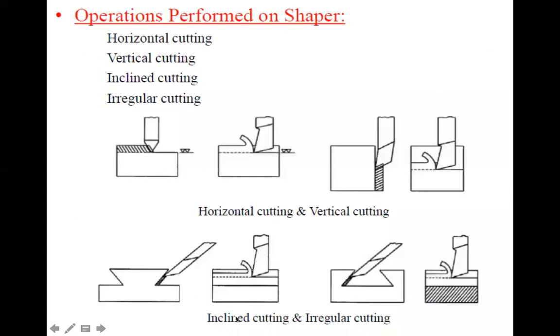If the movement of the ram is changed, then it can be called a vertical shaper machine. In a vertical shaper machine, the ram normally moves in the vertical direction. When it moves in the vertical direction, it cuts vertical surfaces.